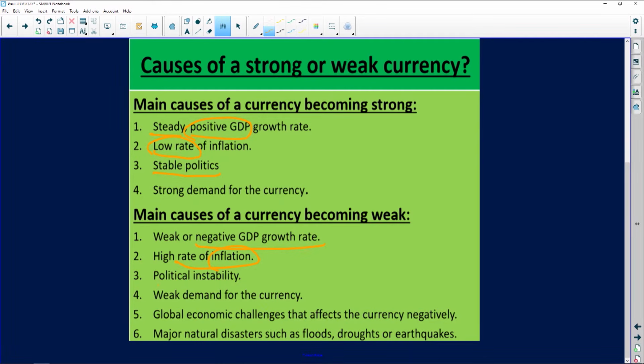Third one, political instability. Now, politics does not always refer to our government necessarily. Politics is about the stability in a country. It's about stability amongst residents of a country. It's between residents and the public sector, the private sector. So there's a lot of contributing factors when it comes to political stability or instability.